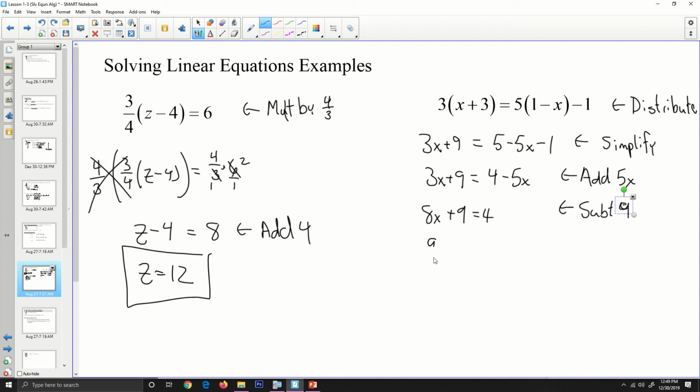So that gives me 8x equaling to negative 5, when 4 minus 9 gives me negative 5. If I divide by 8, I'll get x equaling to negative 5 over 8. And that will be my solution to that one.